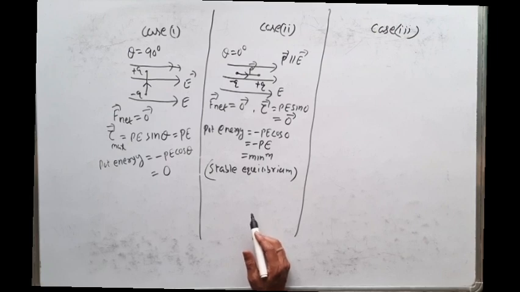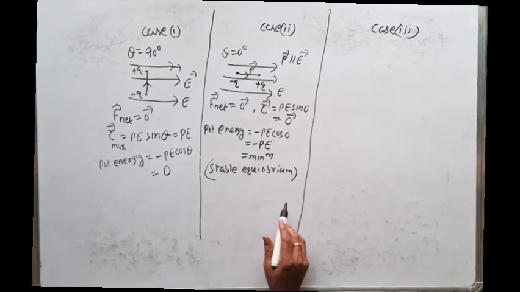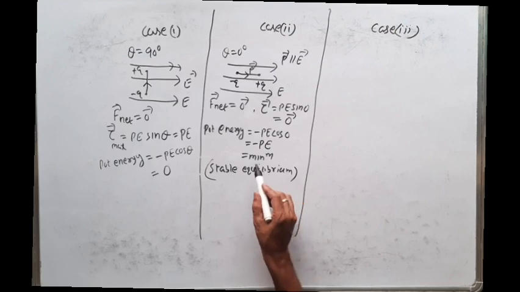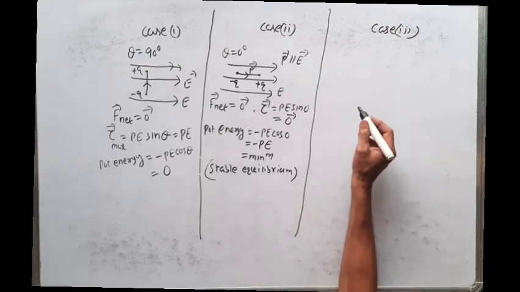Suppose rain is falling from the top. So always the rain will fall to what? The rain will fall to the ground, which means the ground has minimum potential energy. So when a raindrop is at the ground level, it is more stable. So if anybody has minimum potential energy, that is called stable equilibrium.